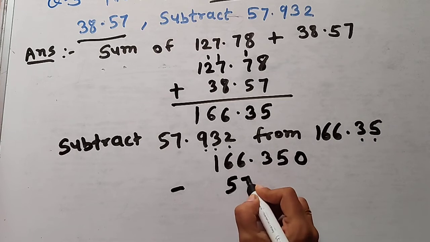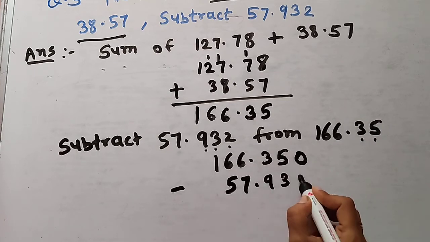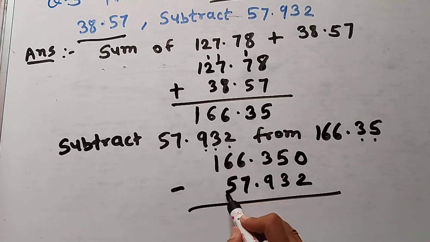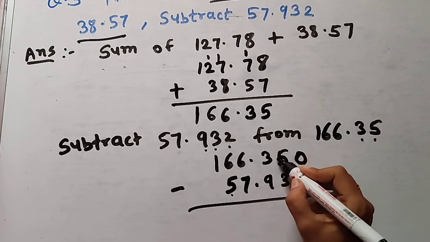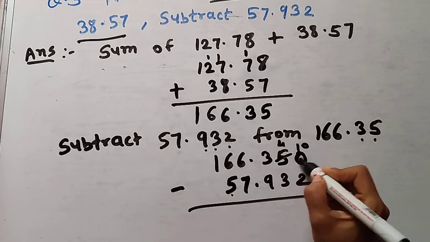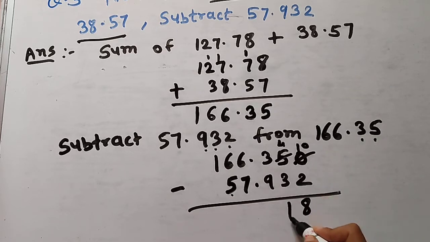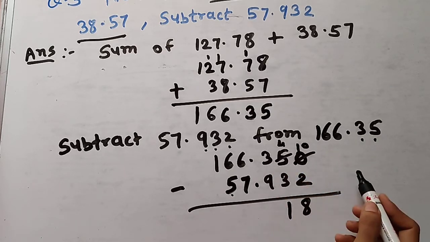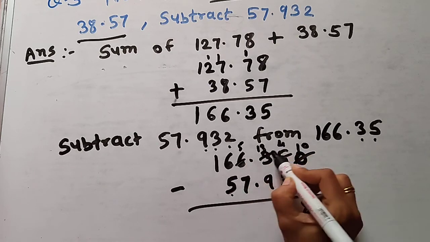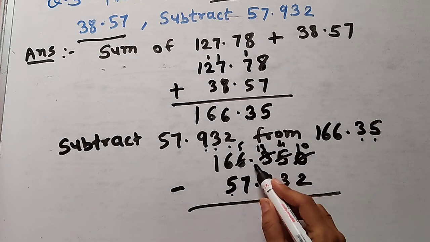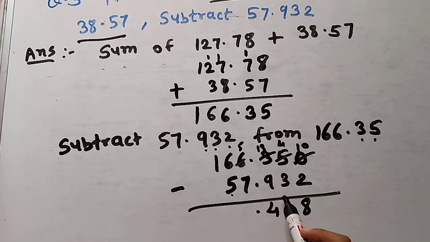Minus 57.932. See, here is the hundredths place, here is the tens place. Okay, so 10 minus, here 0 minus 2 is not possible, so we borrow from 5. 10 minus 2 we get 8, 4 minus 3 we get 1, 3 minus 9 again not possible, so we borrow from 6. So here we get 5 and 13 minus 9 we get 4. Now you have to put the decimal point because before the 3 digits there is a decimal point, so you have to put the decimal point.